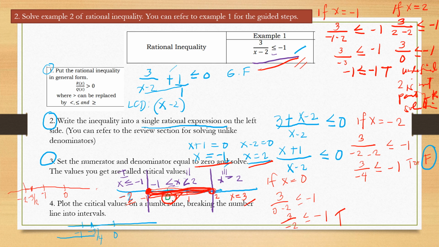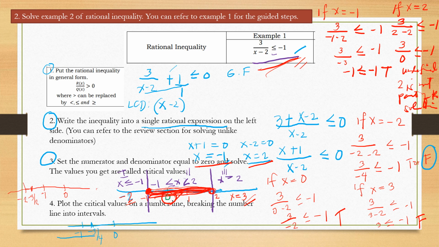Ang last nating i-check ay ang region 3, kung nasaan ang 3. So, if x is equal to 3, gamit ulit to, 3 over 3 minus 2 is less than equal to negative 1. 3 over 1 or 3 is less than equal to negative 1. Siyempre, maling-mali na yan. Kasi mas malaki ang 3 kaysa sa negative 1. So, this is false. Therefore, hindi siya solution. So, ang shade mo, ito lang talaga.